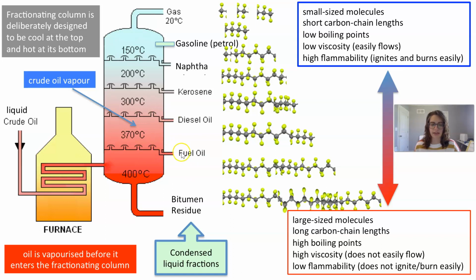What comes off at the bottom is going to have the higher boiling point. What comes off at the top is going to have the lower boiling point, and it's cooled as you go up. This is called fractional distillation. The things that are large and have high boiling points are going to come off down at the bottom. The smaller, low boiling point things are going to come off at the top.